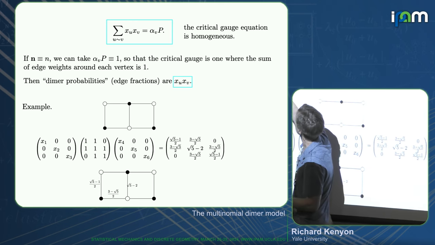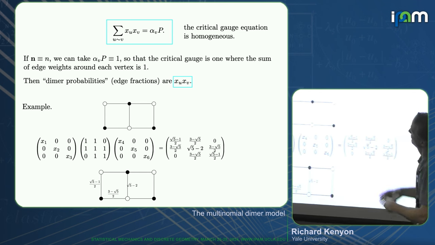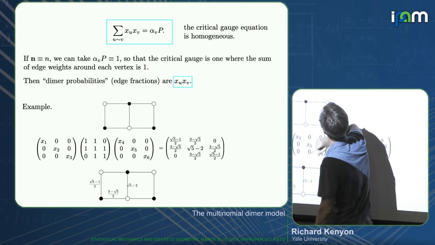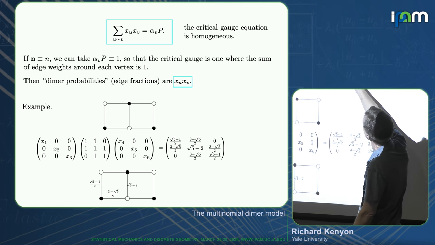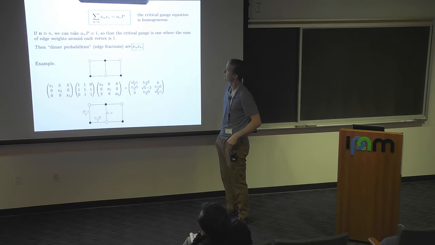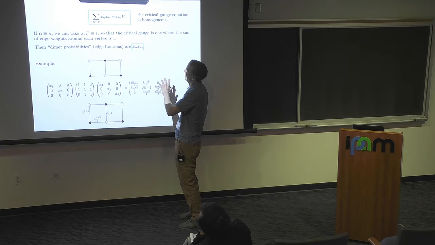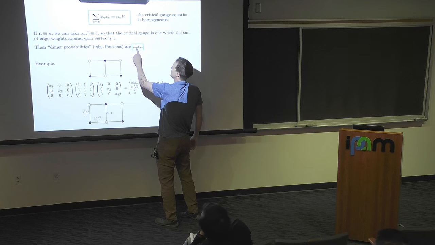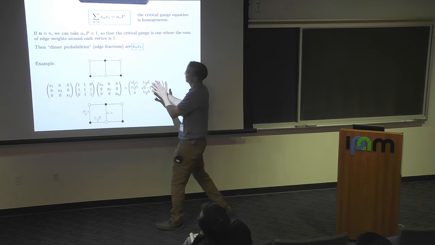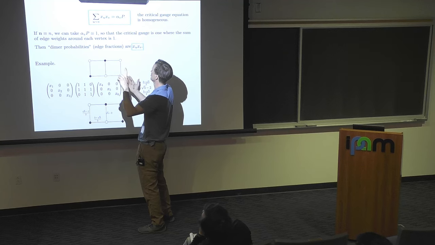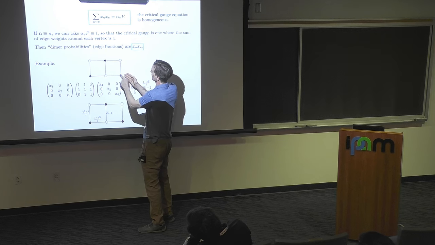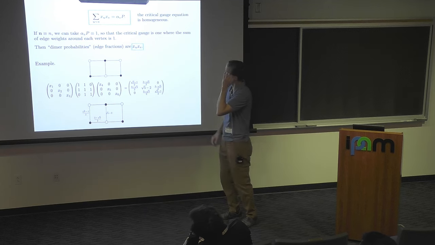Like I said, in the rest of the talk, we're going to take all the n's to be equal to some large number n, and so we can scale so that the right hand side is just a constant. Then we might as well scale it so it's equal to 1, and this means that the critical gauge is the one where the sum of the edge weights around each vertex is 1. And then we can interpret the edge weights, xu times xv, as the edge fractions. We're doing a dimer cover of this blow-up graph, but if you project back to the original graph, you can ask how many dimers go this way and how many go that way. The fraction which go this way and the fraction which go that way are equal to xu times xv.